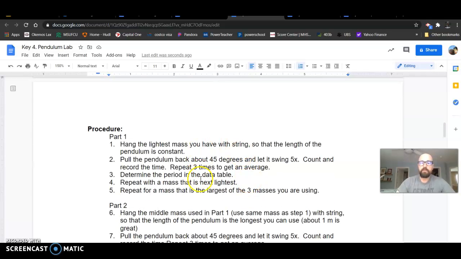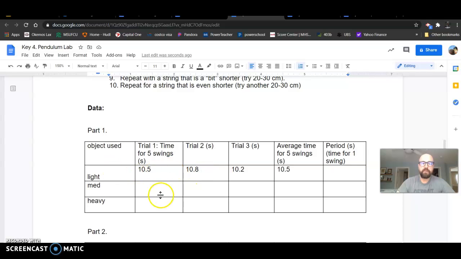So here you did the experiment and you got data. I put a little bit here: light, heavy, and medium for the mass for part 1. A couple trials, average time for 5 swings. What you should have gotten for the period, if this was 5 swings, is the time divided by the number of swings. So 10.5 divided by 5, which is 2.1 seconds.